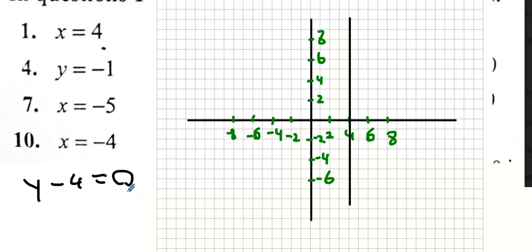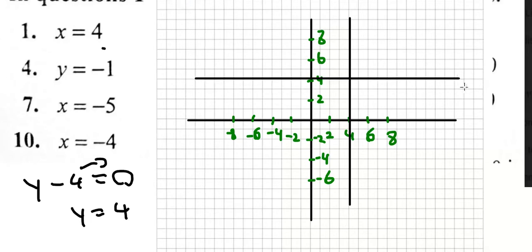Draw this line. What's the only thing you need to do? Sling the 4 to the other side. And then it becomes a plus 4. So it's just this line here then, isn't it?